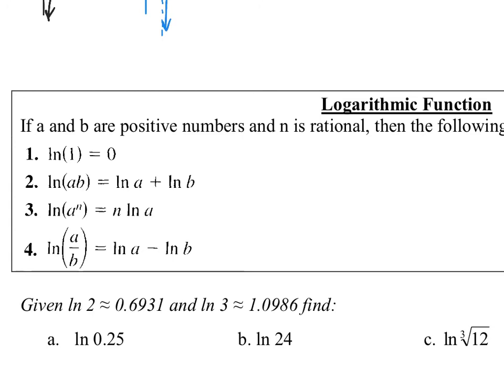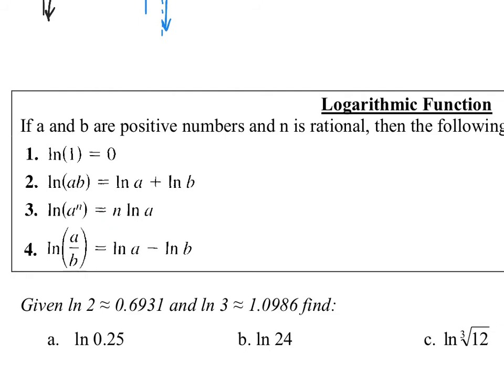Then these rules are useful if you remember that logs are exponents. What do you do when you're multiplying two things together? What do you do to the exponents? You add them. So if you have a log of two things multiplied together, you can rewrite it as the log of the one plus the log of the other. What do you do when you're raising a power to a power? You multiply the powers together. That's why when we have ln of something to a power, we can bring that exponent out in front and multiply the log by that number.